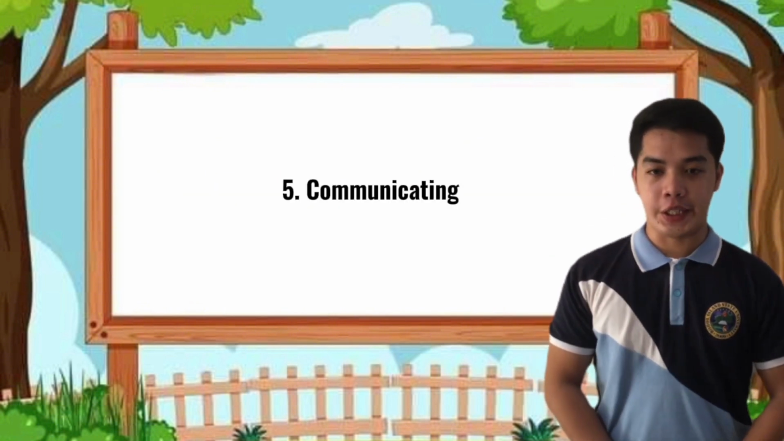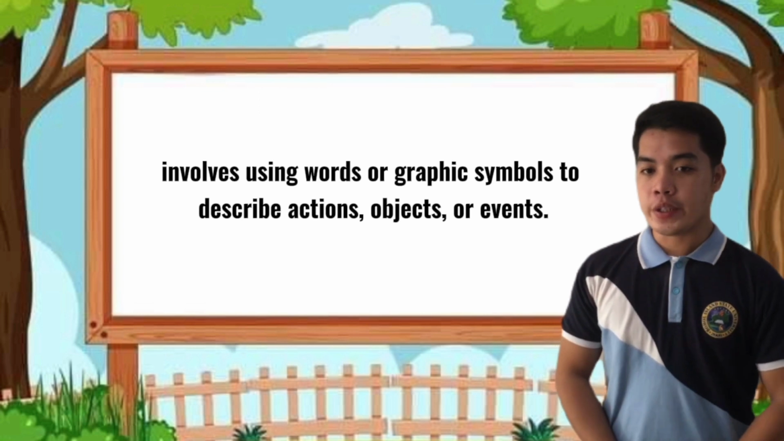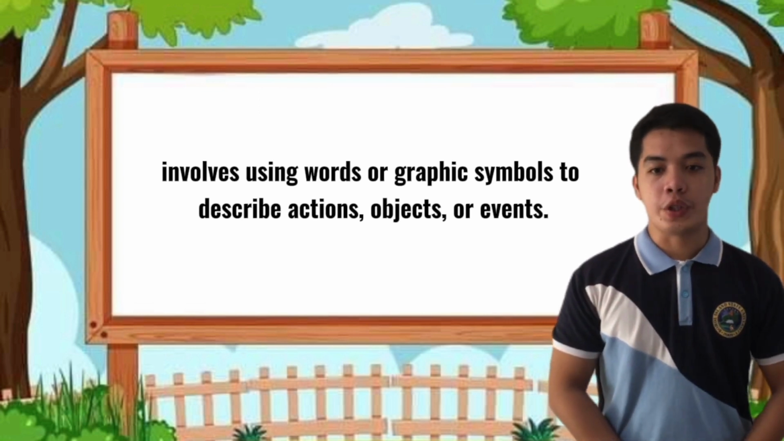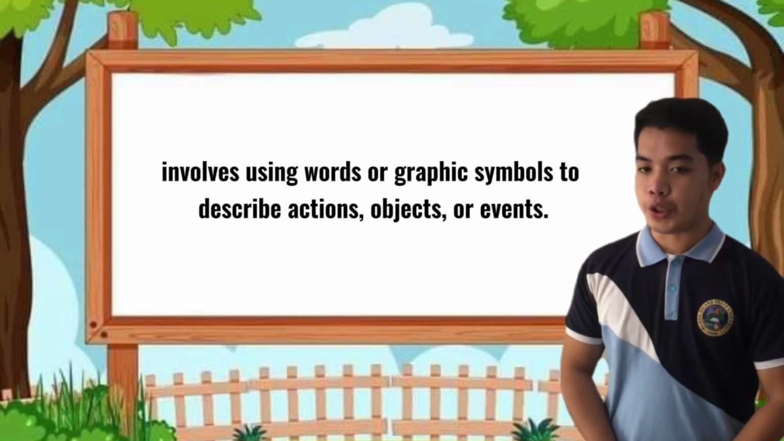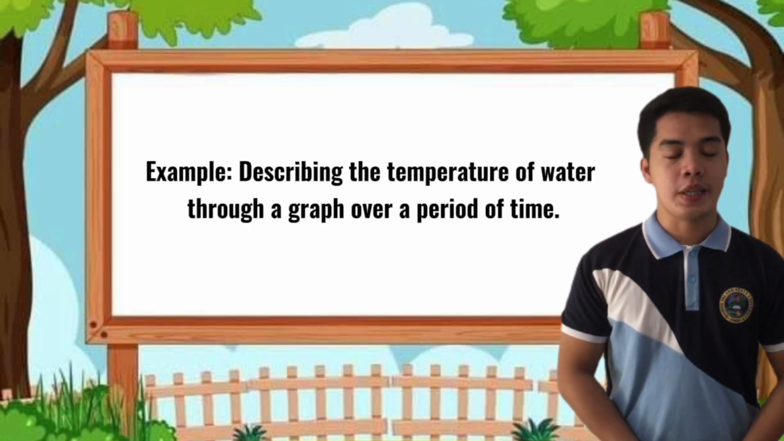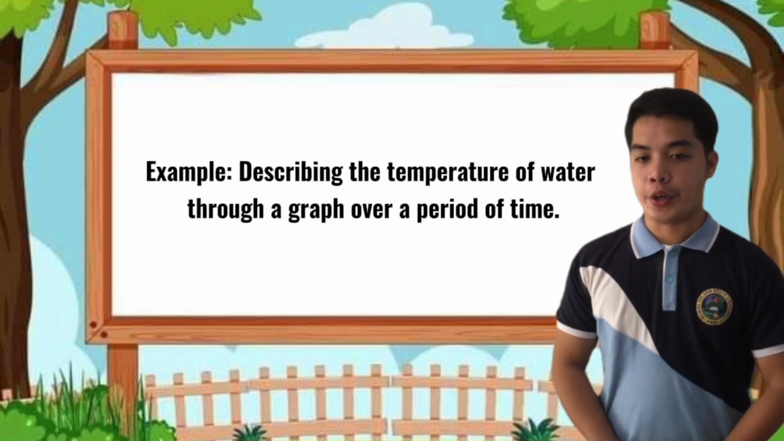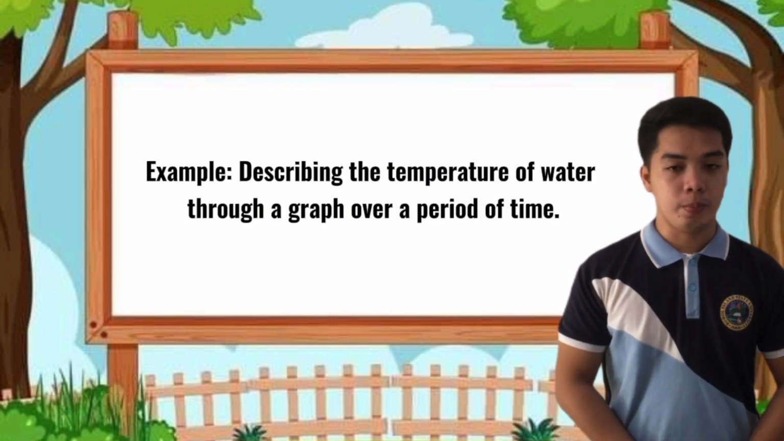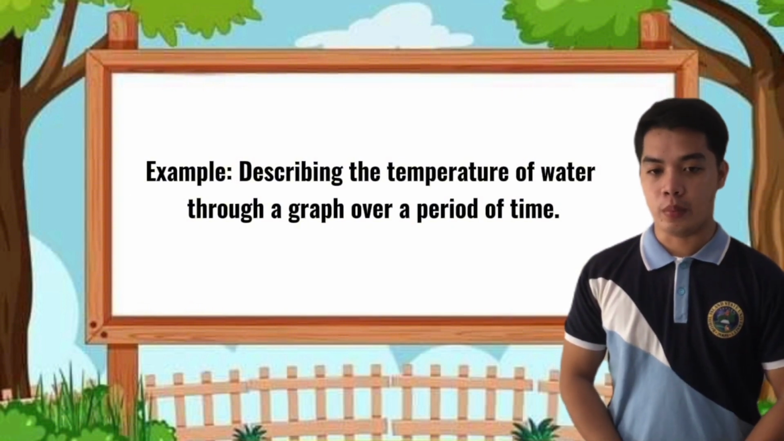Fifth, communicating involves using words or graphic symbols to describe actions, objects, or events. For example, describing the temperature of water through a graph over a period of time.